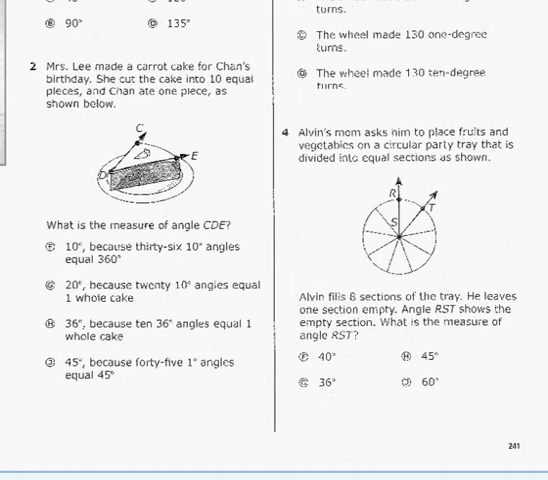Question number 4. Alvin's mom asked him to place fruit and vegetables on a circular party tray that is divided into equal sections as shown. Alvin fills 8 sections of the tray. He leaves one section empty. Angle RST shows the empty section. What is the measure of angle RST?